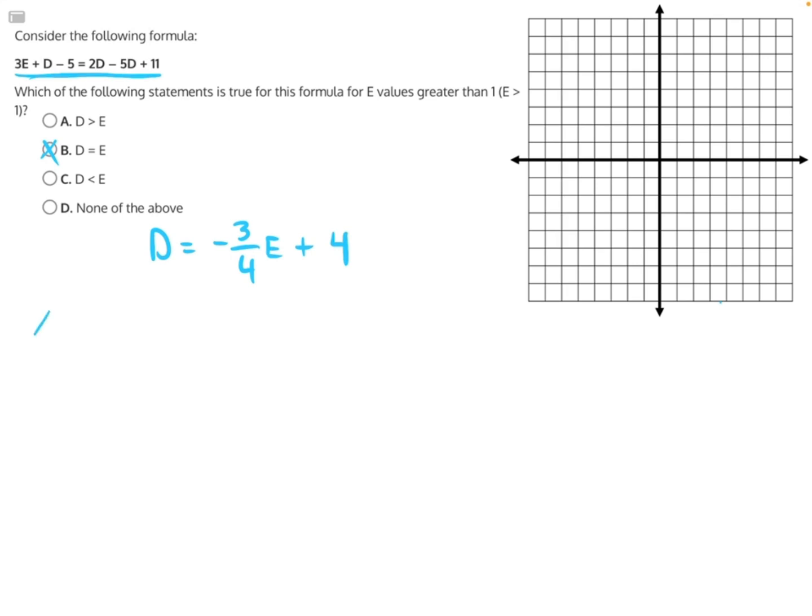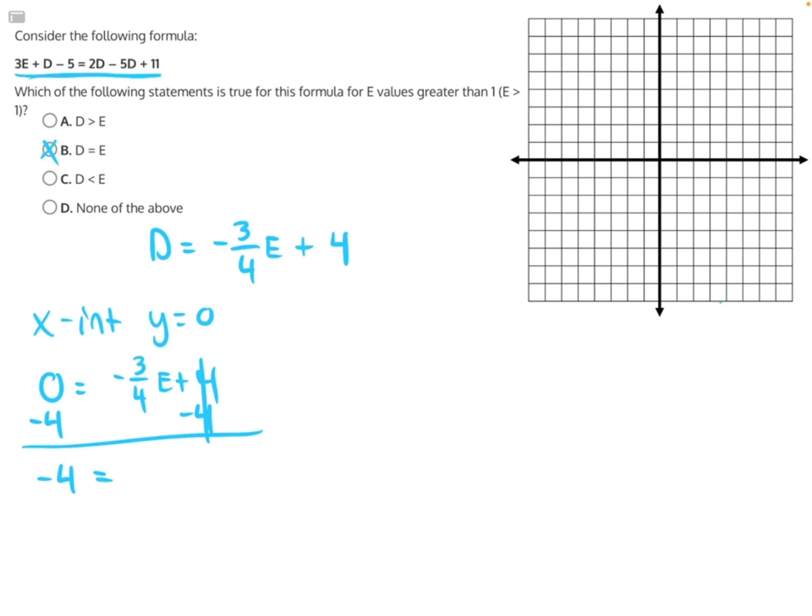To tell if A, C, or D are our correct answer, we're going to need to graph. So let's start by finding our intercepts. Our x-intercept is where y equals 0. So that would be 0 equals negative 3/4 e plus 4. We can do opposite operations, subtract 4 from both sides. These will cancel, giving us negative 4 equals negative 3/4 e.